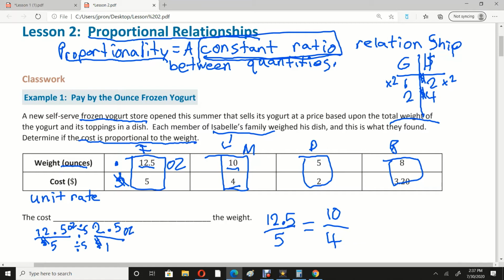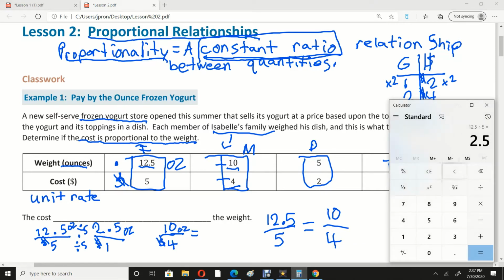So now let's go to Mom's cup. Let's see if Mom's cup is proportional. Mom's cup weighed 10 ounces and cost $4. So 10 ounces over $4. We're going to get our unit rate the same way. We're going to divide the total ounces, 10, by the amount in dollars, $4.